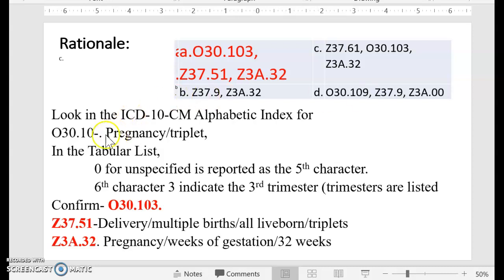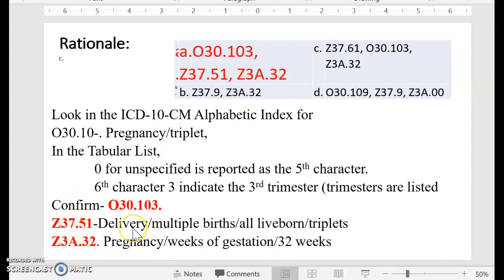So let's see. When I went to the index for O30, I found pregnancy, triplet, and I found this code with a dash and a point. That means go to the tabular, confirm additional digits. The fifth digit that I'm looking at right here is for the number of amniotic sacs, because three babies are delivered. So usually they ask for it, but we do not have the documentation for that. So I'm going to use 0. The sixth is for the trimester, and that is documented as third trimester. So we confirm 103. And then we have, of course, 32, very easy to remember, pregnancy 32 weeks, perfectly fine. I don't even have to check, I know.